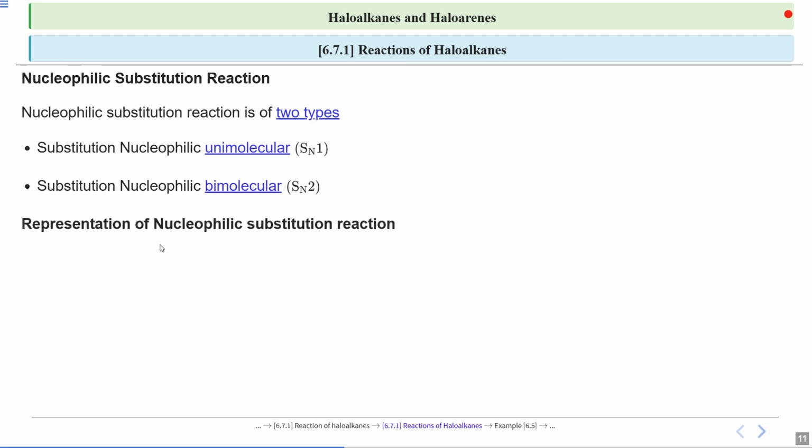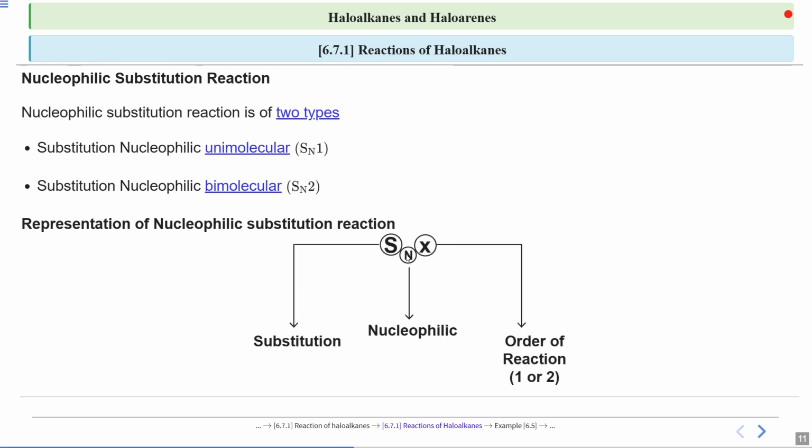How can you represent the nucleophilic substitution reaction? The representation is SNx. S is the representation for substitution, N is the representation for nucleophilic, and x is the representation for the order of the reaction. Either the reaction will be first order or second order. So substitution nucleophilic unimolecular means a first order reaction, and in substitution nucleophilic bimolecular, x will be 2, which means a second order reaction.